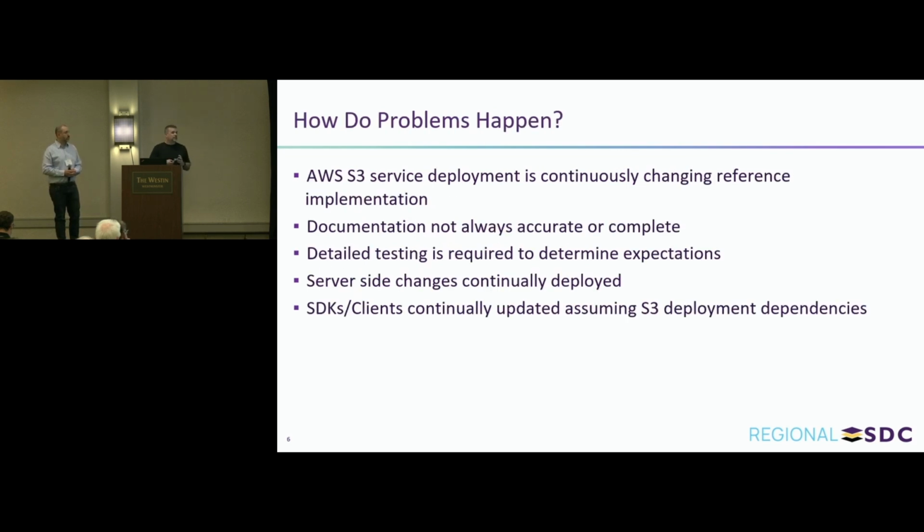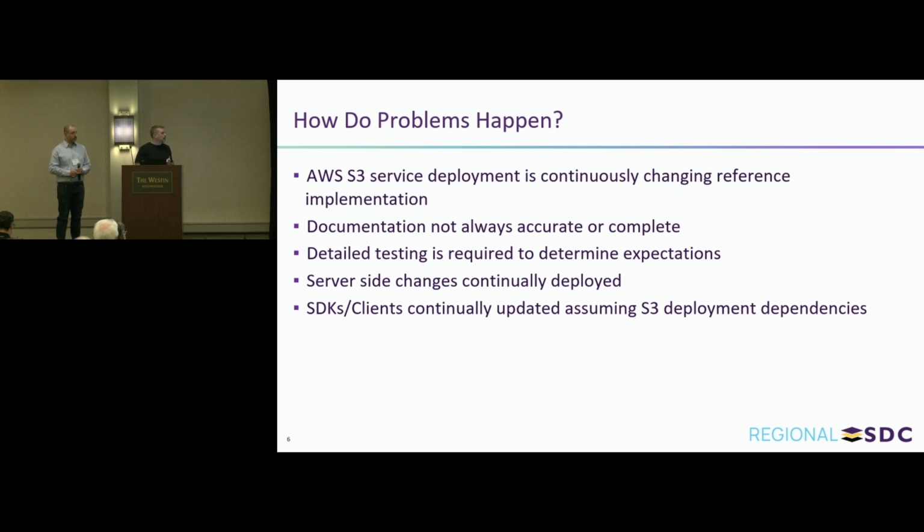So now that we have a mental picture of the ecosystem and a high-level understanding of the problem, we can talk about how problems happen. So basically, AWS S3 service deployment serves as a continuously changing reference implementation for all of the S3 compatible implementations. The documentation is not always accurate or 100% complete. And detailed testing is often required to determine the expected behavior.